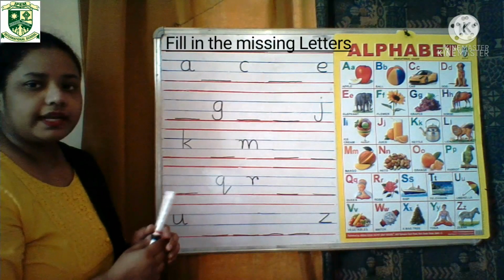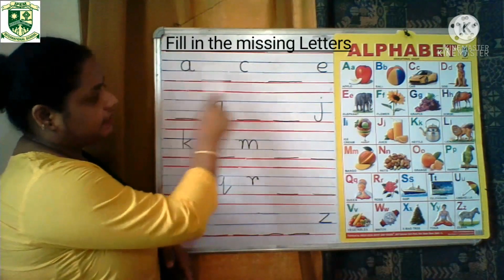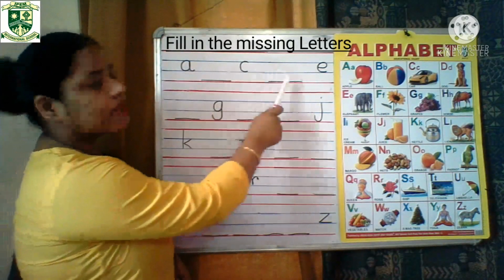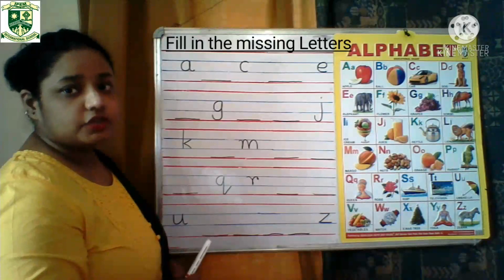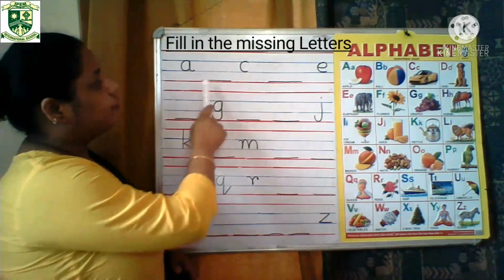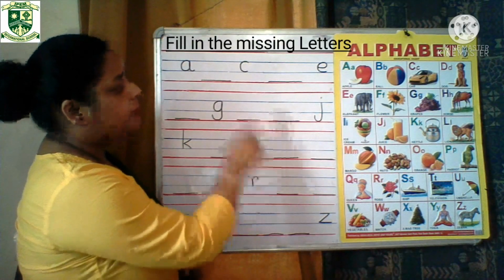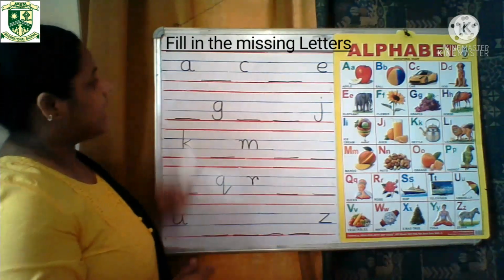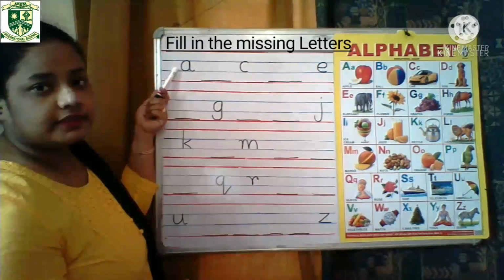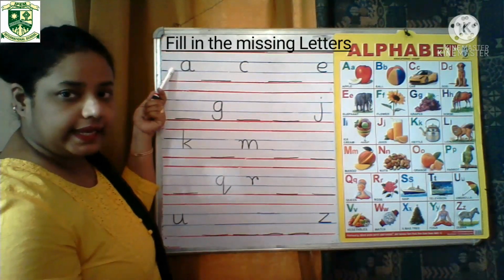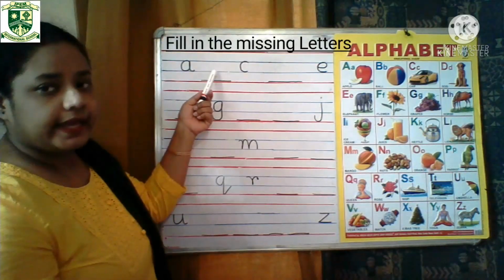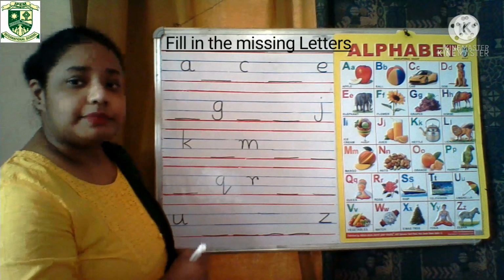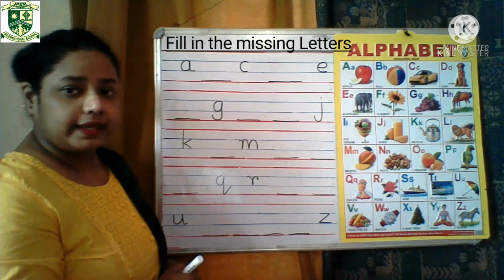Now children, as you all can see, I have some small ABCDs over here, but there are some places which are missing. Okay, so now what you have to do, you have to fill in all these missing gaps to complete the full alphabets. Okay, so let's start. What is this, children? This is small a. Now what comes after small a? Small b. Very good.